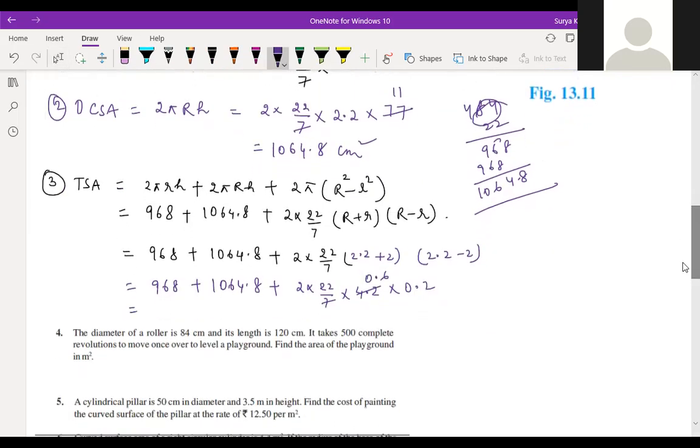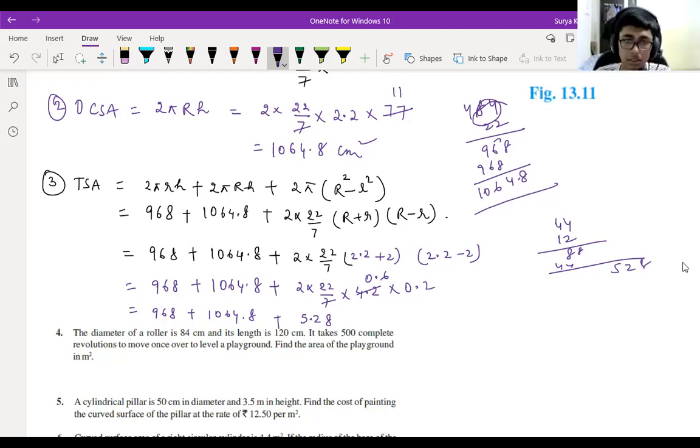So we can write here 968 plus 1064.8 plus 22 into 2 is 44. 44 into 12, so 88, 44. So 528 you get. But the point should be here, 5.28. Is it clear, children? Now you just add and get the answer. That's it. Is it clear, children? Yes, sir.